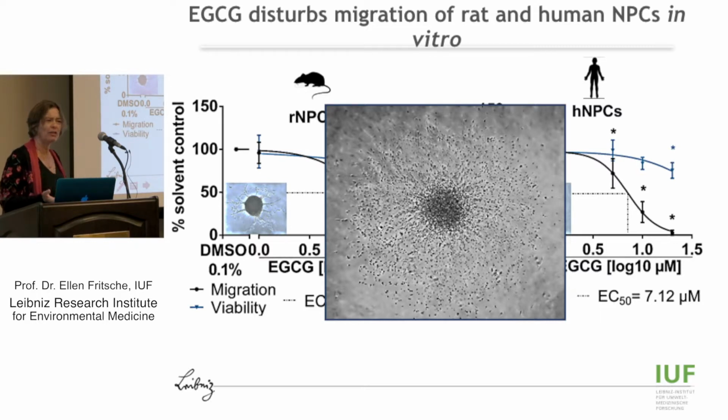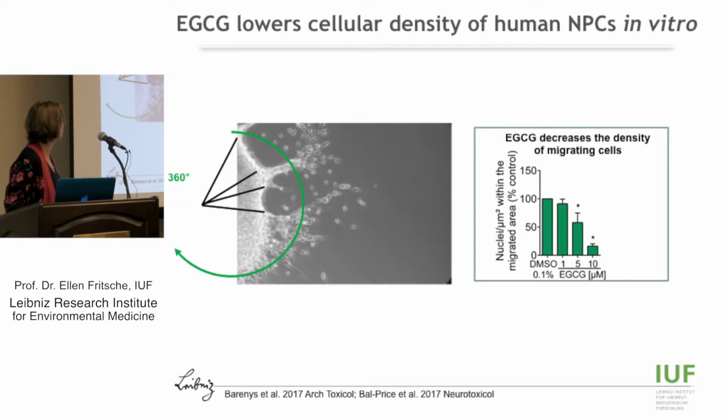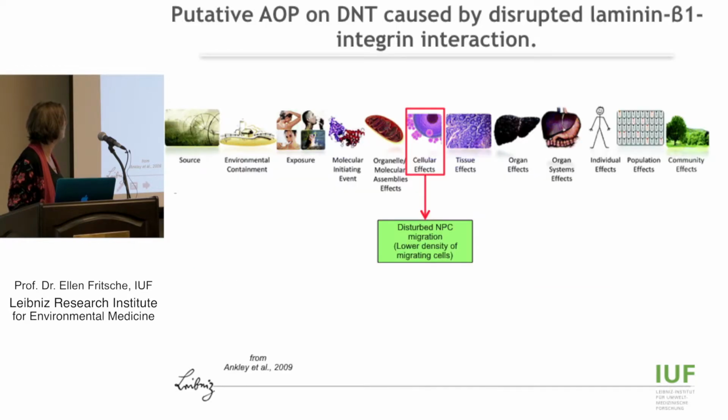We're like, we have never seen this before, what is this? So that was the starting point. And we saw that it decreases the density of migrating cells, it makes these big gaps, and it looks really, really ugly. So this was the starting point actually for our AOP, where you have the MIE here and the adverse outcome in the end. And I'll guide you through how this project develops by using the AOP.